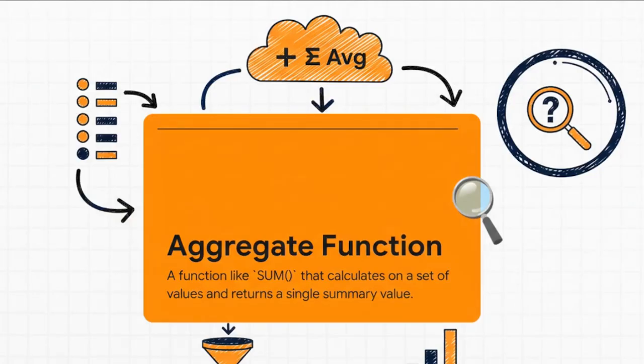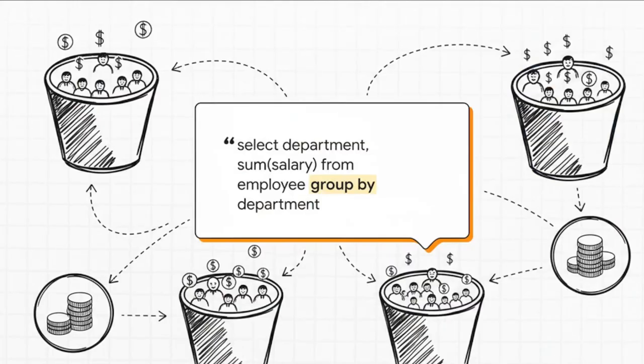To do that, we need something called an aggregate function. Sounds fancy, but it's really not. Think of things like sum, count, or AVG for average. Their job is to take a whole pile of numbers and crunch them down into one single, meaningful result. And this, my friends, is where group by comes into play. It's a game changer. You're telling the database, okay, first create a bunch of buckets, one for each department. Then toss every employee into the right bucket. And finally, for each of those buckets, just add up all the salaries.